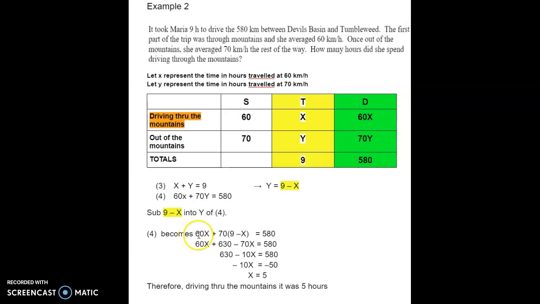The next equation becomes 60x plus 70 times 9 minus x, all in parentheses, equals 580. Distribute 70 to the contents of the bracket to yield 60x plus 630 minus 70x is 580. Collect your like terms. 60x minus 70x is negative 10x. Therefore, 630 minus 10x is 580. Subtract both sides by 630. You'll get negative 10x is equal to negative 50. Now divide both sides by negative 10 to obtain x is equal to 5.